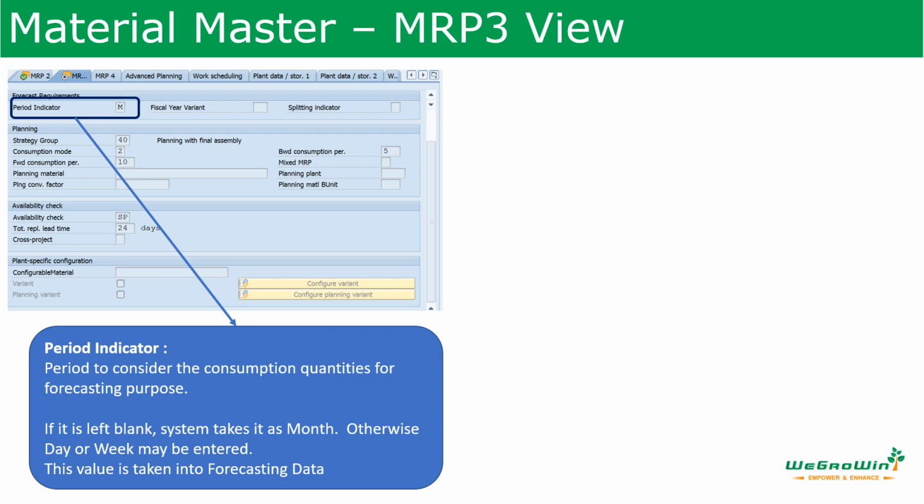Now we'll see the forecast related parameters. Here we have the period indicator. This period indicator defines which kind of period we need to consider for the consumption quantities for forecasting purposes. If it is blank, the system takes it as month. Otherwise, day or week may be entered. So this value is taken into the forecasting data view.